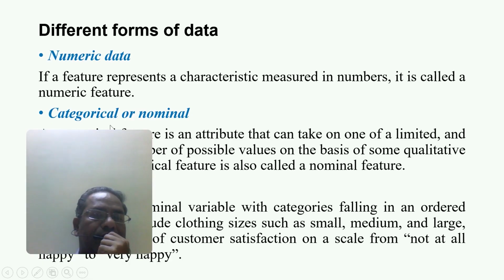Or we can sometimes call it nominal data also. This categorical data will identify the feature of the data, which category it comes under, based on the limitation of the data, whether the data is fixed or floating, with possible values. And we have the data on the basis of some qualitative and quantitative analysis. Such a categorical feature of data is also called a nominal feature.